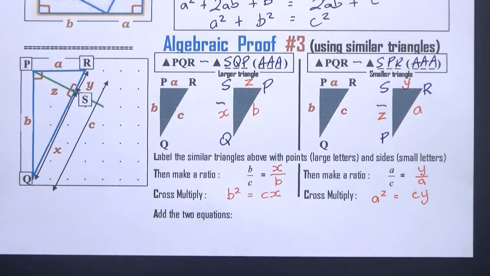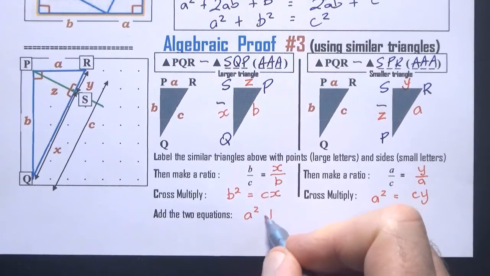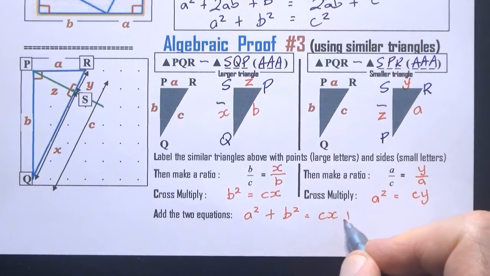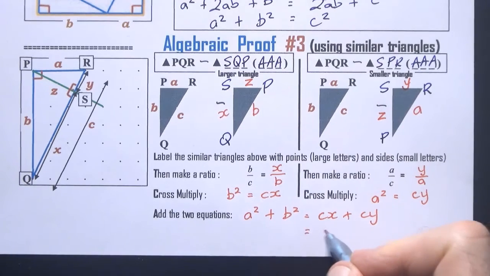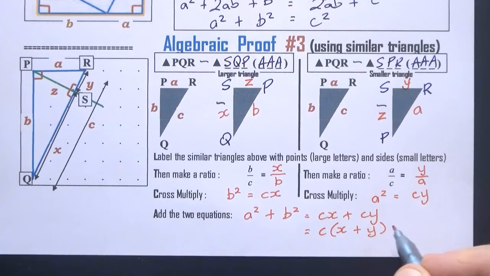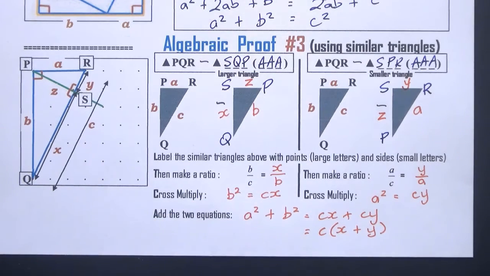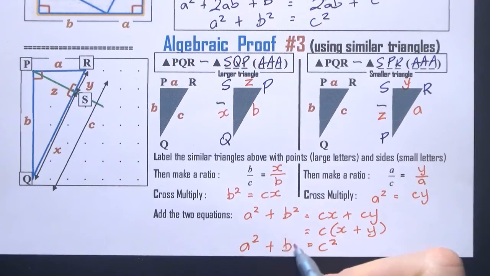Add the two equations. In other words, A squared plus B squared equals CX plus CY. Now I can factor this into C times x plus y. But when I refer back to the diagram, I see that x plus y equals c. This is c squared. And I have a squared plus b squared equals c squared.